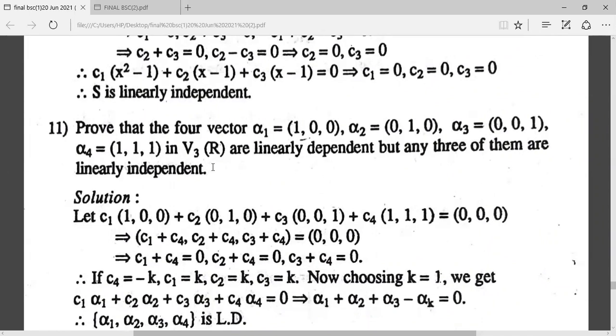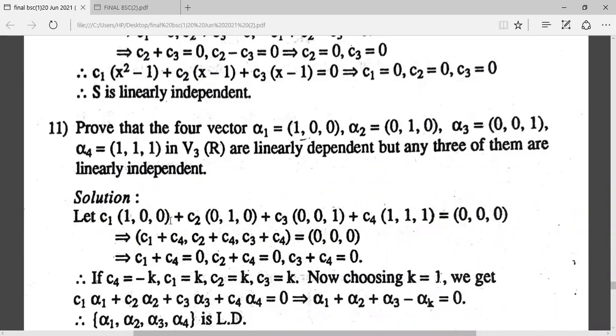What I have to show is, first, the given set of 4 vectors, alpha 1, alpha 2, alpha 3, alpha 4 are linearly dependent. Next I have to show that, take any 3 vectors, maybe alpha 1, alpha 2, alpha 3, or alpha 2, alpha 3, alpha 4, or alpha 1, alpha 3, alpha 4. Take any 3 vectors. What we have to prove is any 3 of them are linearly independent. First, we shall show that these 4 vectors are linearly dependent.